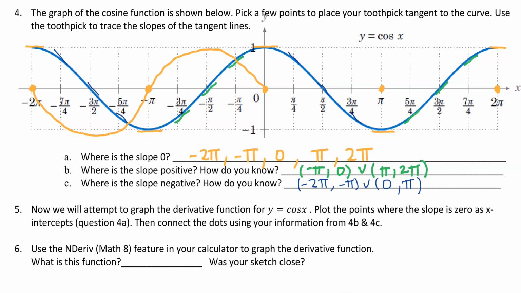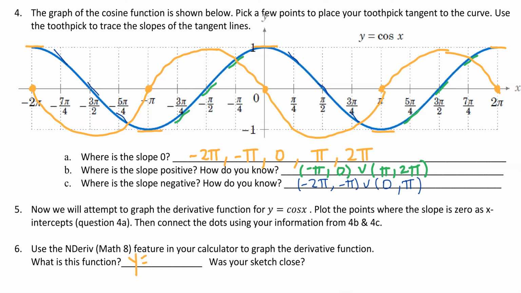All right, and then what happens from 0 to pi? I'm going to be negative, so I'm going to be below. And then from pi to 2 pi, it's positive, so I'm going to be up here. All right, so what does this graph look like? Negative sine. Okay, good deal.